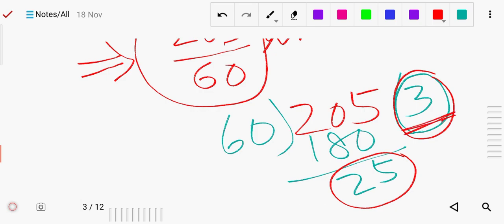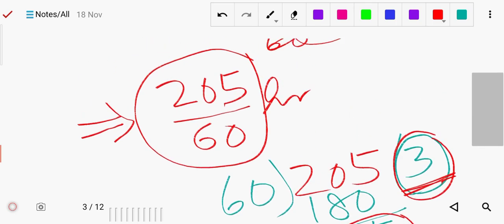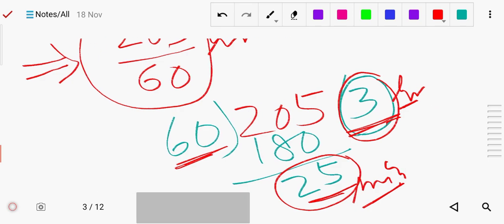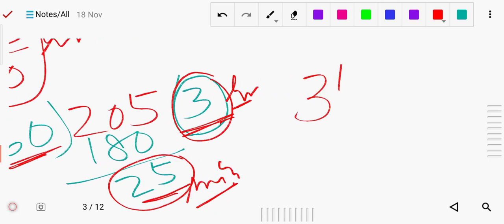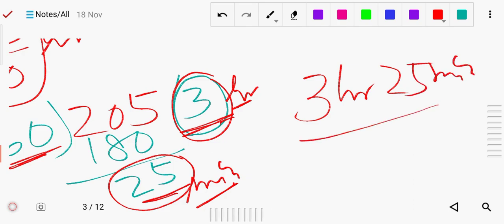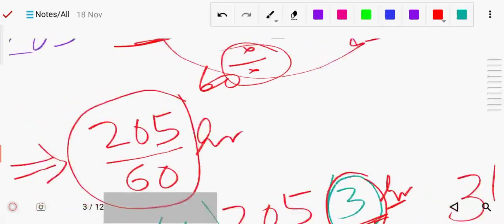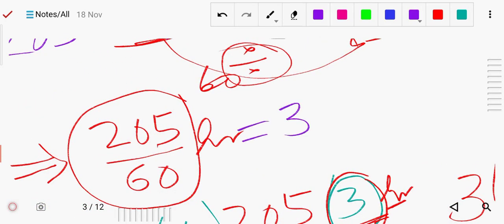So this is your hour part, this is your minute part. So you can write here 3 hour 25 minute, this is your hour part. And this is your minute part, because you are converting from hour, so hour just after minute, so 3 hour 25 minute. So your answer will be 3 hour 25 minute. Okay, so this is your answer, 3 hour 25 minute.